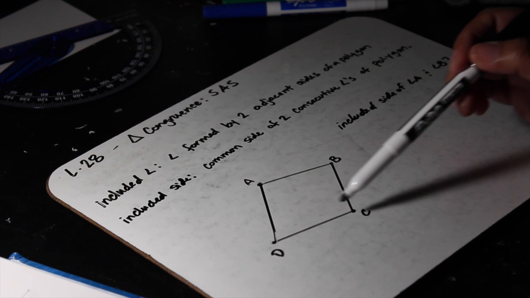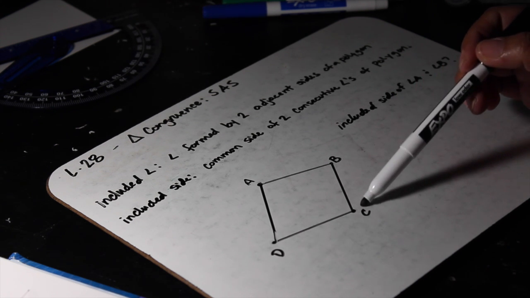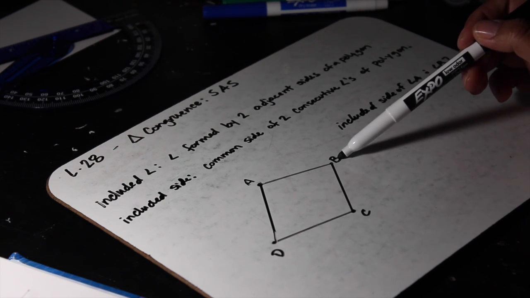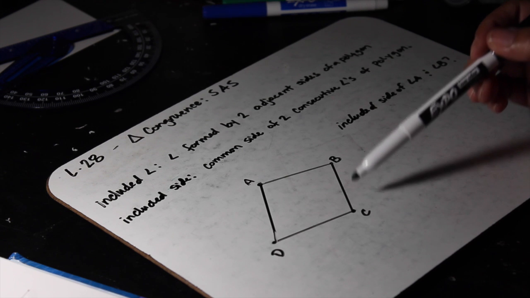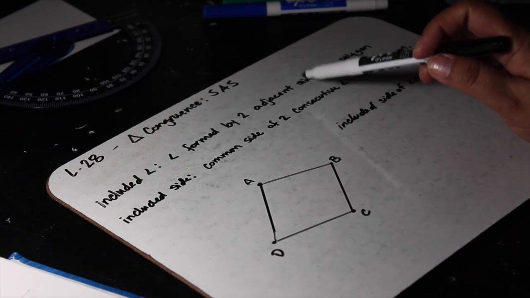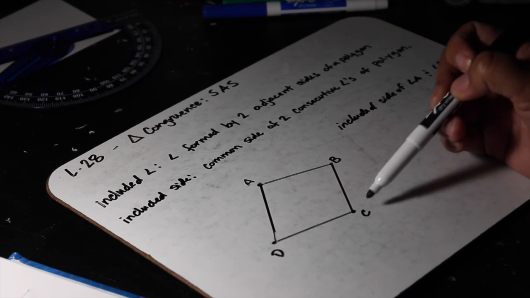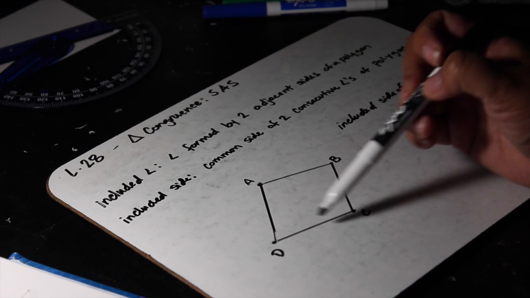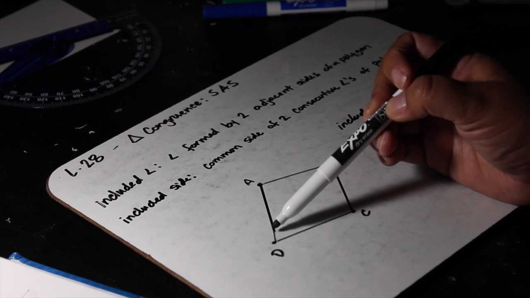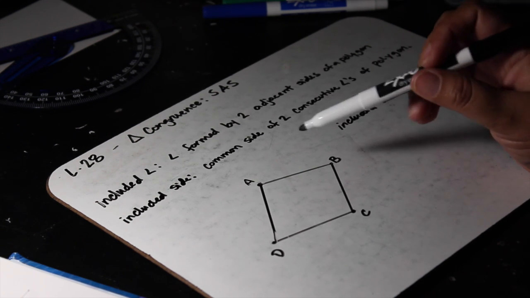So for instance, this side DC and the side CB are right next to each other, and the included angle would be angle C. So it's an angle formed by two adjacent sides. Here's one side, here's another side, and the angle is C. For sides DC and DA, the included angle would be angle D. So that's pretty easy.